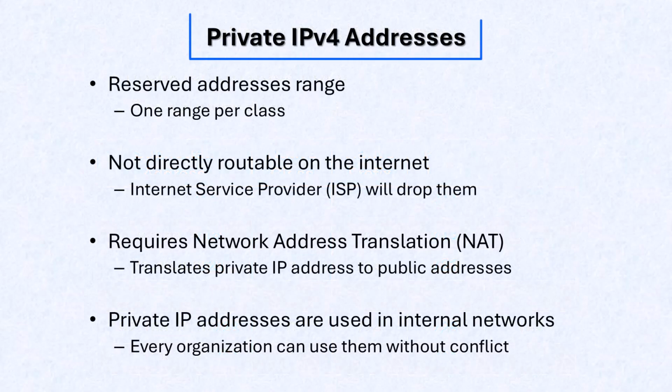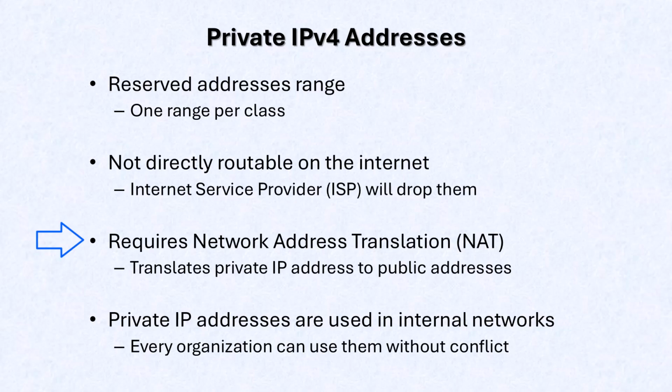Let us now look at private IPv4 addresses. Private IPv4 addresses are a reserved range of addresses. They are not routable as far as the Internet Service Provider is concerned. If the ISP receives a packet with a private IPv4 address as the destination, it will drop the packet and not forward it. Private IPv4 addresses require Network Address Translation, or NAT, to route private IP addresses on the Internet.